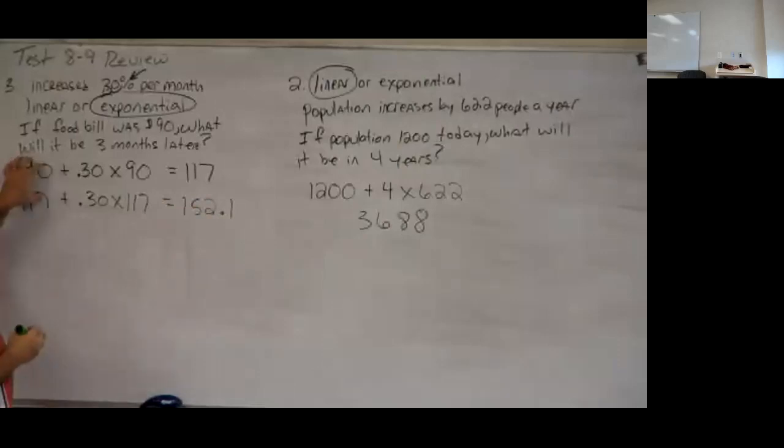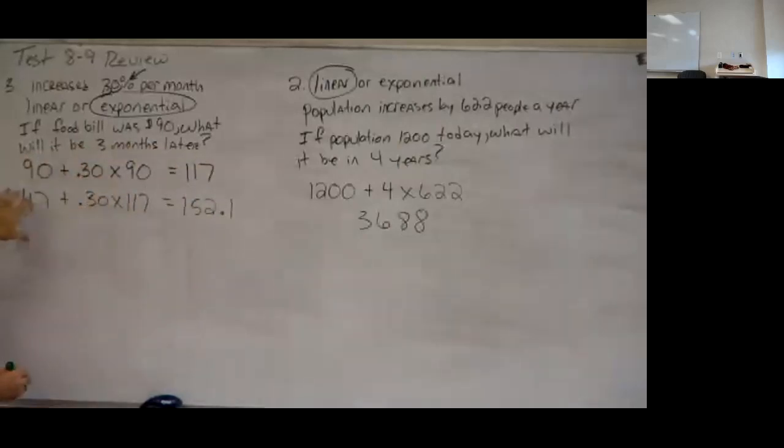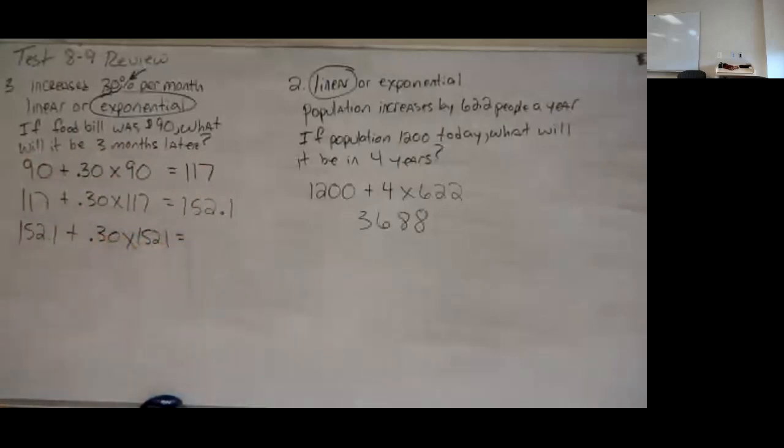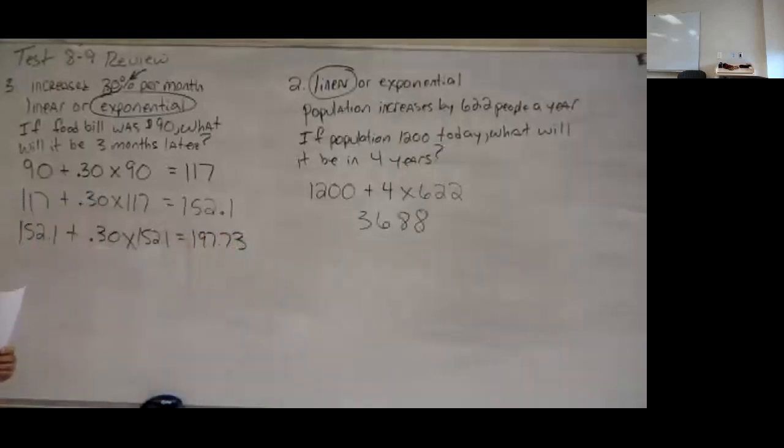So take your starting amount, figure out 30% of it, add them together. Take that new amount, figure out what 30% of it is, add them together. Then we take this 152.1, add 30% of it, so that gave me 197.73. This one says round to the nearest dollar, so it'll be 198.